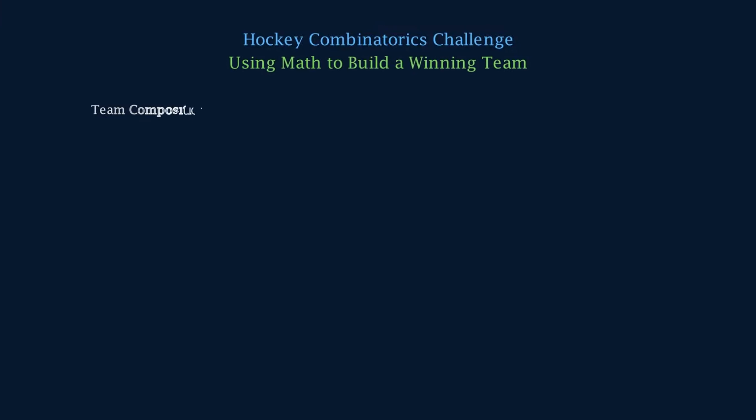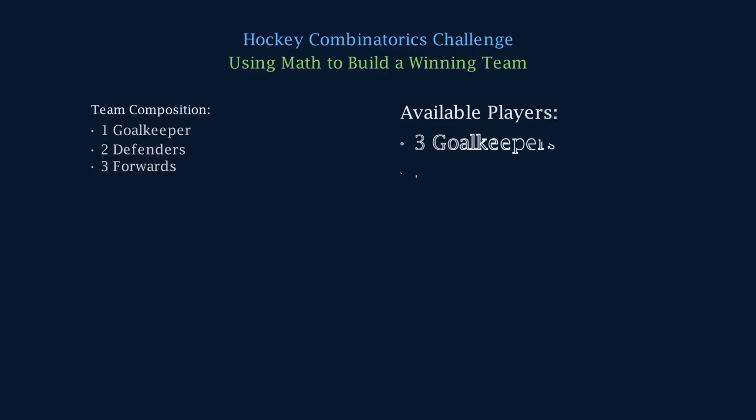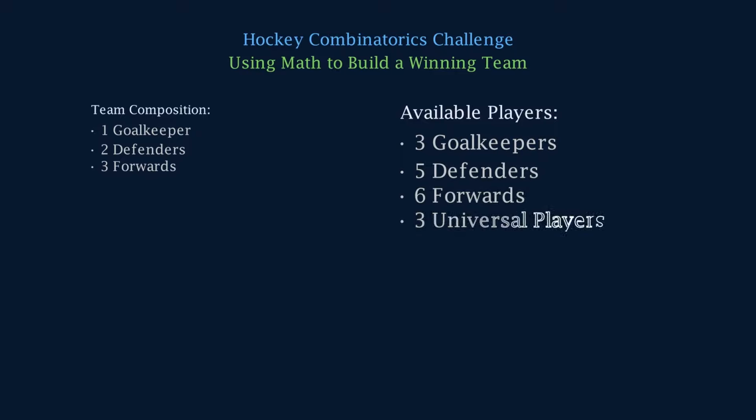Here is an interesting Olympiad math problem about selecting a hockey team. Let's start with some basic information. The team must consist of 6 players. There are players who can play only in one position, and there are players who can play in multiple positions. Universal players add flexibility but require careful allocation between defense and offense, but not as a goalkeeper.